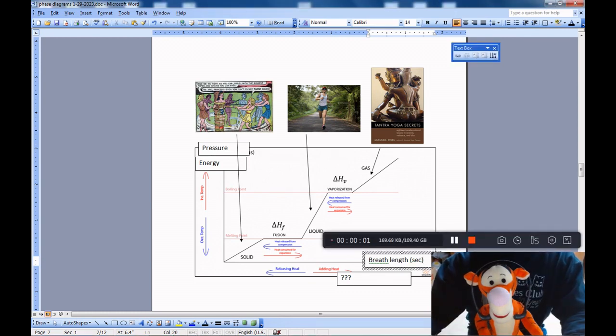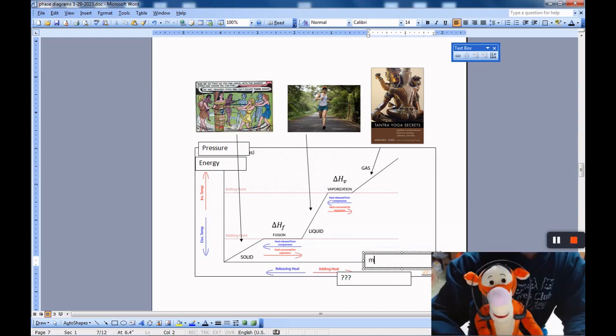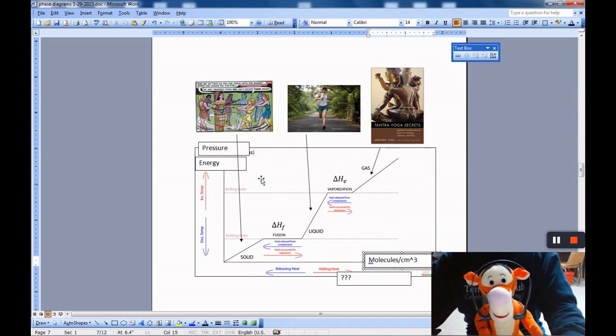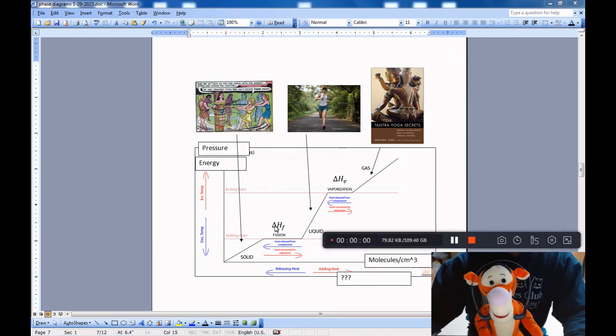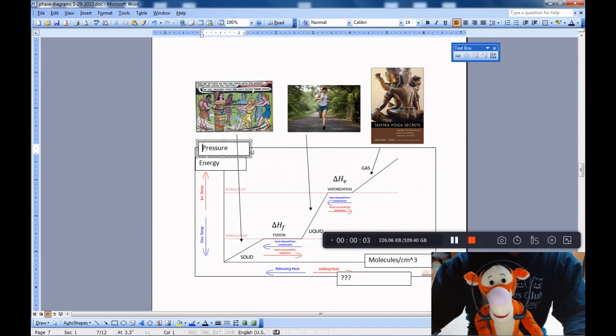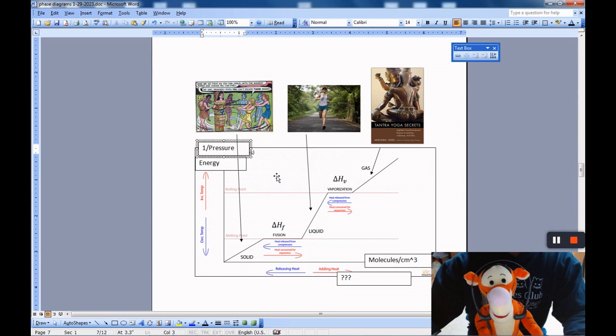All right, so let's change this to what we said. We said molecules per cubic centimeter. So that's how you impact pressure. The more molecules per cubic centimeter, the higher the pressure. The lower the molecules per cubic centimeter, the lower the pressure. We could redraw this, but let's just, for the fun of it, use 1 over pressure. So, inverse pressure.